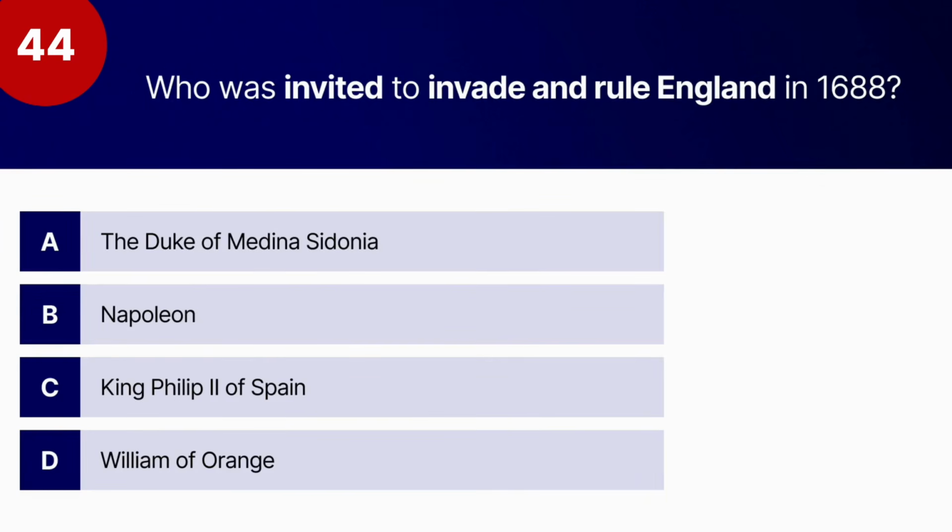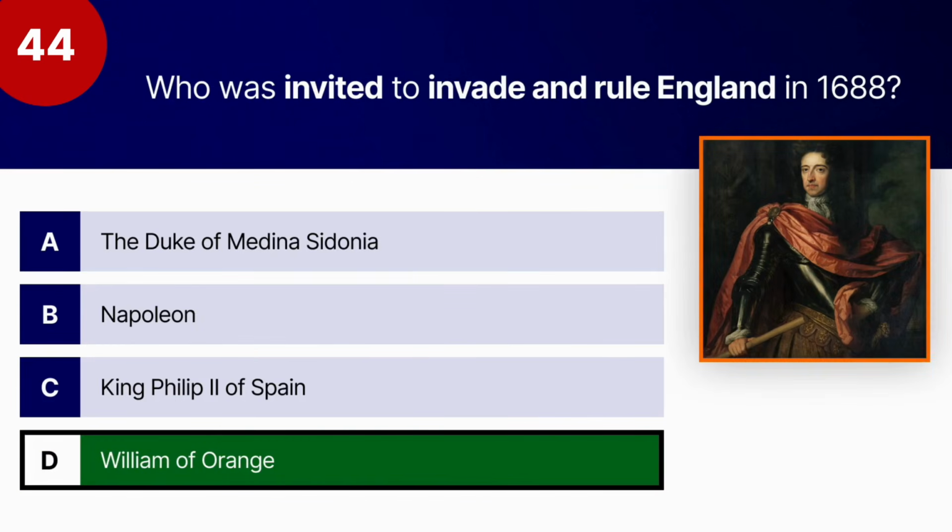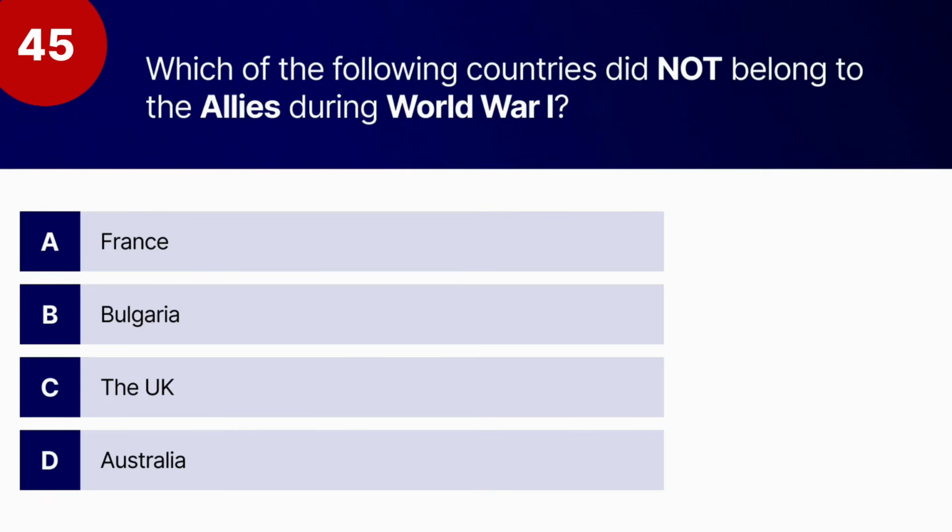Who was invited to invade and rule England in 1688? A. The Duke of Medina Sidonia, B. Napoleon, C. King Philip II of Spain, D. William of Orange. The answer is D. William of Orange.